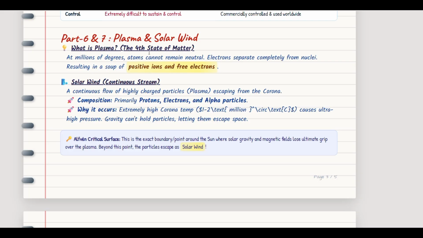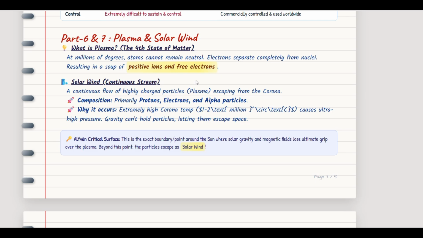What is plasma and solar wind? Plasma means at millions of degrees, atoms cannot remain neutral and electrons separate completely from nuclei, resulting in positive ions and free electrons. That is plasma, okay, guys.